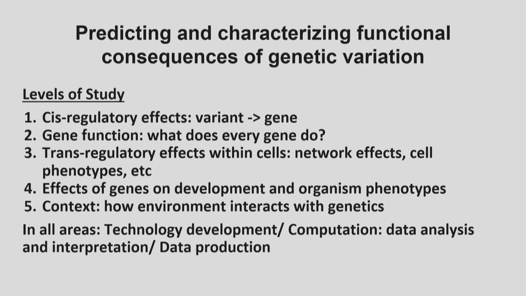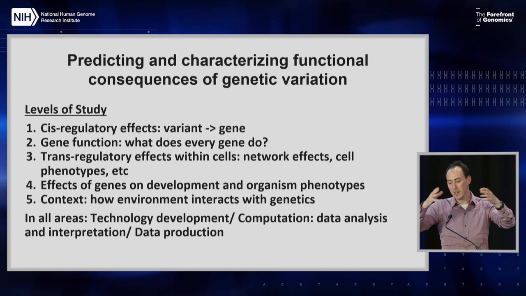The first division that we made was to think about the ways that genetic variation is affecting function, first in cis and then in trans, and then how those effects flow outside of cells to affect development and organism-level phenotypes and so on.